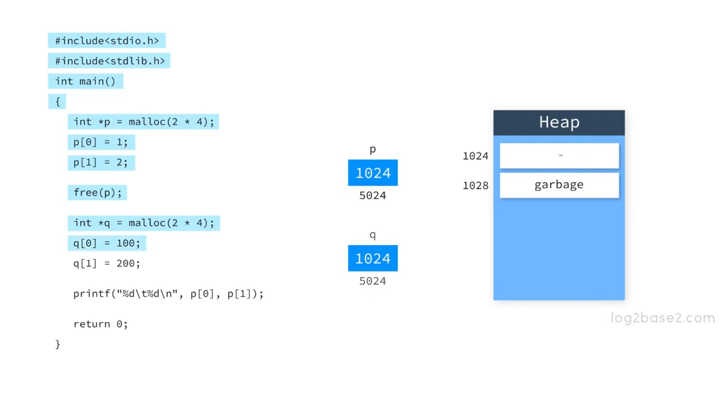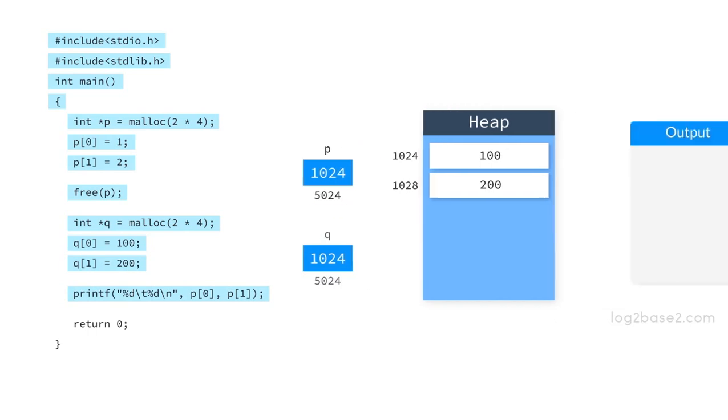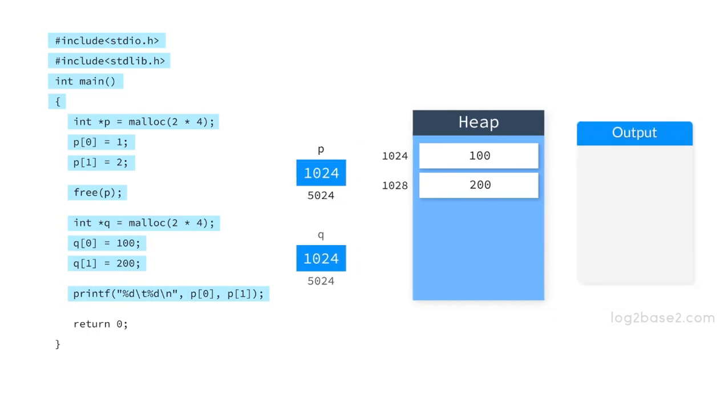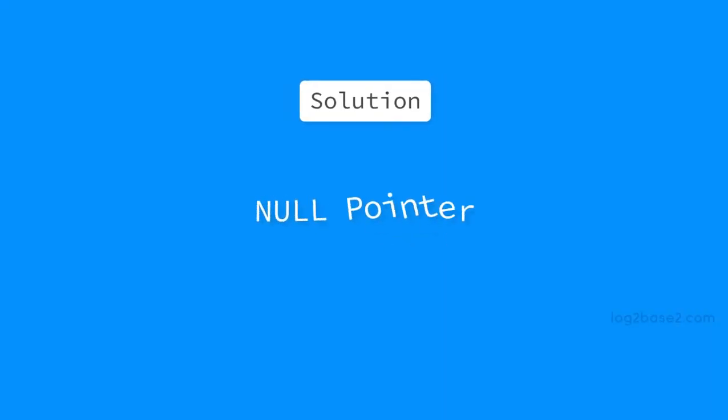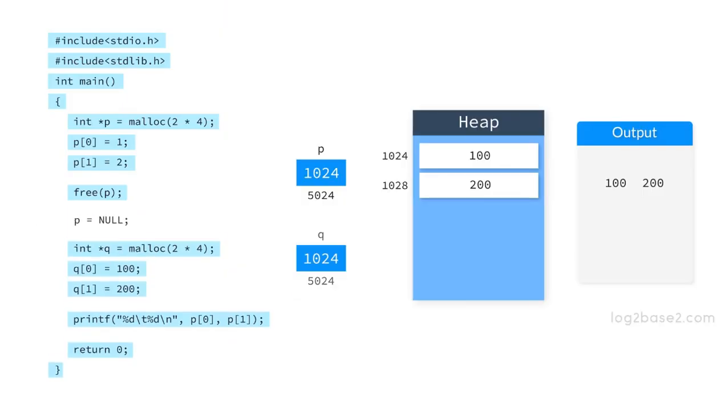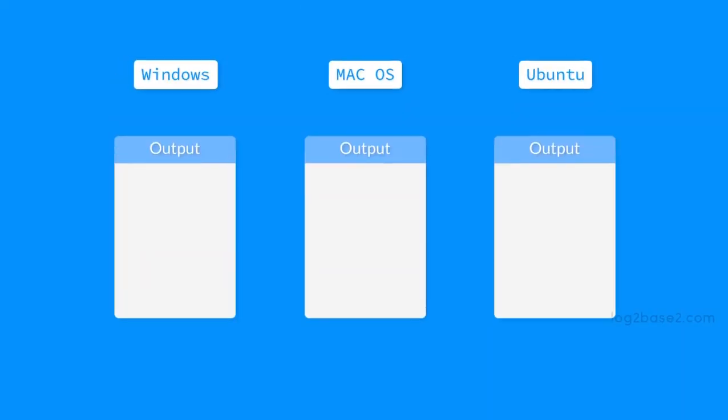Now we are setting 100 to q[0] and 200 to q[1]. Now if we print the data using pointer p, it might print the pointer q's data. Here the data of pointer q, which is 100 and 200, will be printed. Again the solution is we need to set the deallocated pointer p to null after using it. We did the same experiment on different operating systems and the outputs were like this. In Windows we got 100 200, in Mac OS we got 100 200, in Linux it was 100 200.